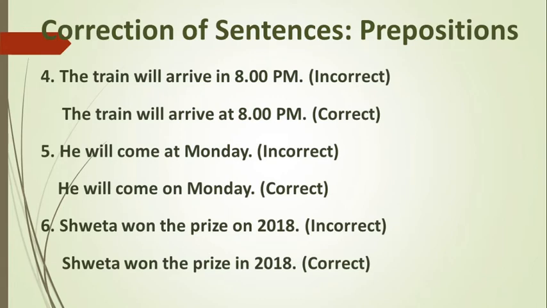Next example, Shweta won the prize on 2018. Shweta won the prize in 2018. The second one is the correct one because the preposition in is used to refer to a period of time, or something within a period of time, while on is used for an exact day. So we have to use in, which is the right one, and not on in this sentence.